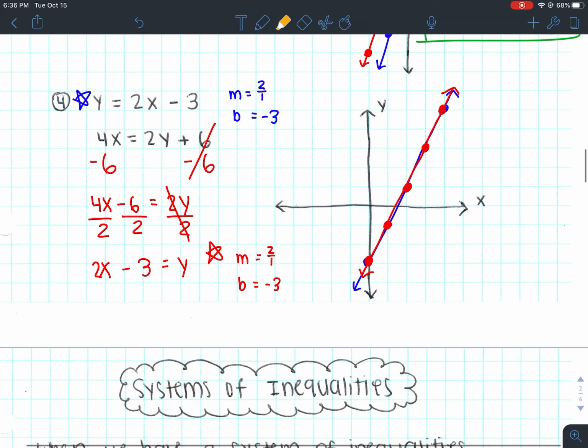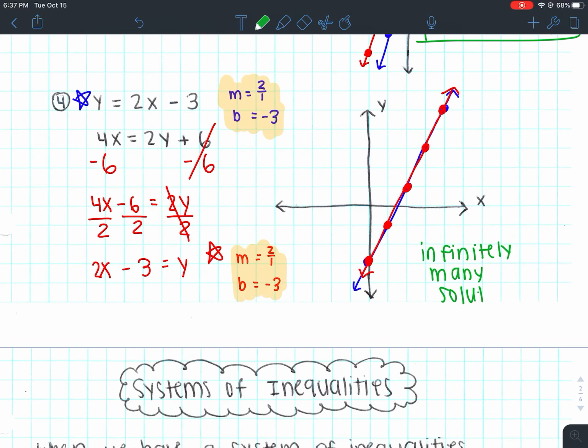So these end up being the same line. If you notice, your slope and your y-intercept are exactly the same. So because everything's exactly the same, it's intersecting an infinite amount of times, right? It's crossing each other infinitely many times. It's not just one time, it's not just 2 times, it's an infinite amount. So this is infinitely many solutions. Or IMS if you don't write out infinitely many solutions.